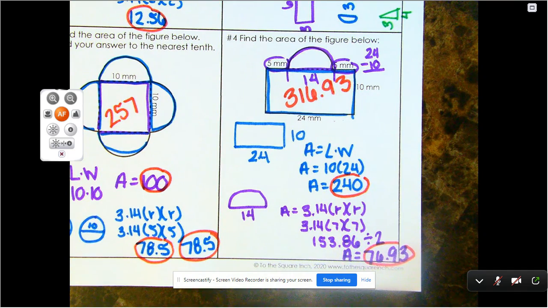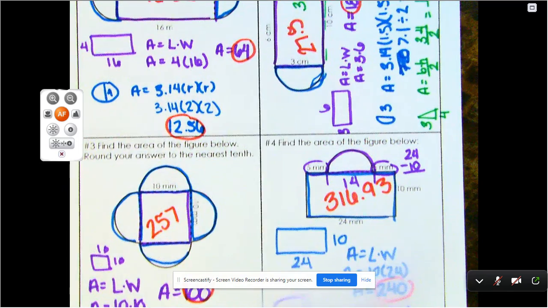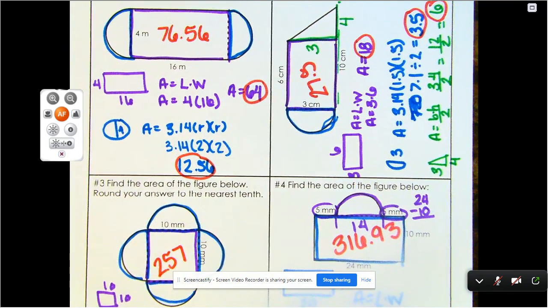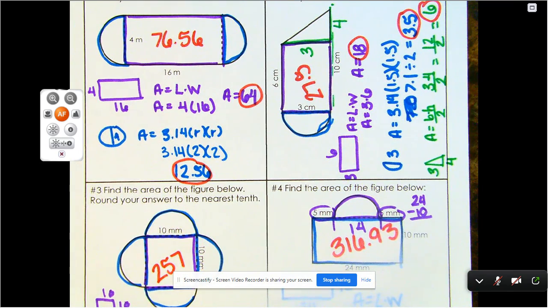And anytime that you see a composite, an irregular figure, a composite figure or a shape that has a bunch of familiar or similar shapes on the inside, you can always split them up into shapes that you recognize. Find the area of the smaller shapes and then add them all together to find the total. Best of luck to you, and hopefully you guys make your corrections.